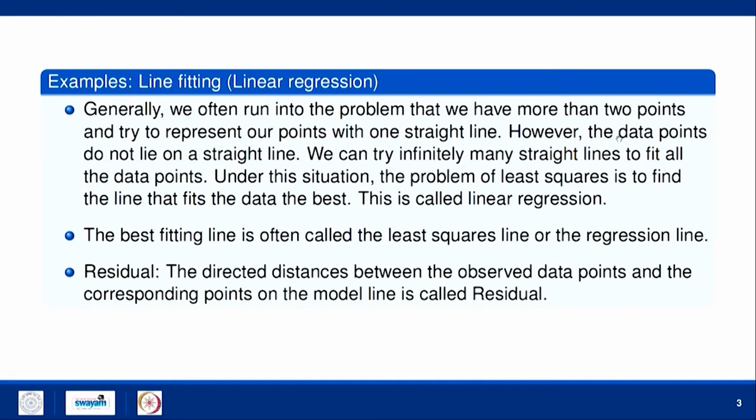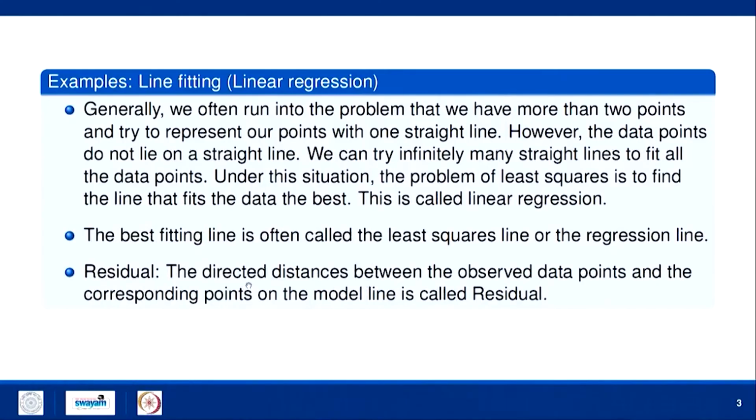As I told you, here best means having the minimum residual error. So, what is the residual? The directed distance between the observed data points and the corresponding points on the model line is called the residual, and the sum of the squares of all those residuals is called the residual error.